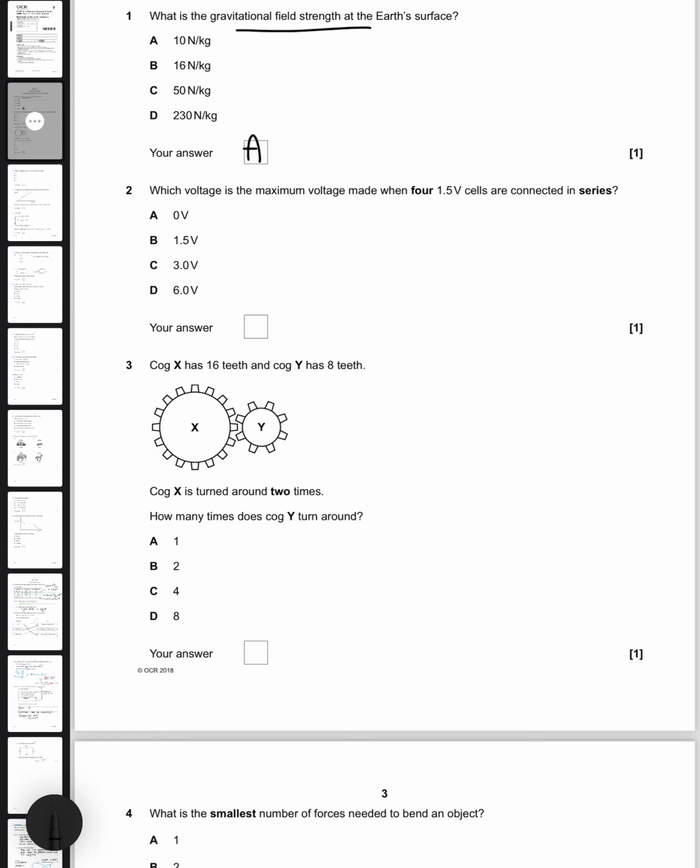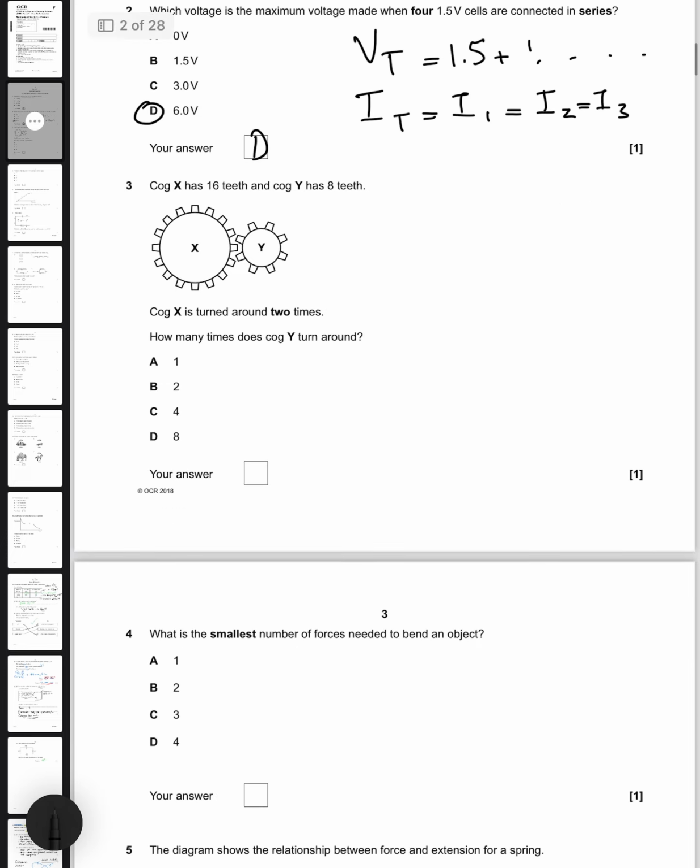What voltage is the maximum voltage when four 1.5 volt cells are connected in series? When four things are connected in series, like bulbs, you can add their voltages. So the total voltage here is just going to be 1.5 plus 1.5 plus 1.5 plus 1.5, and we know that if you add four 1.5s, you get 6 volts. So the answer is D. Keep in mind, however, that when a couple of components are in series, they all have the same current, but different voltages.